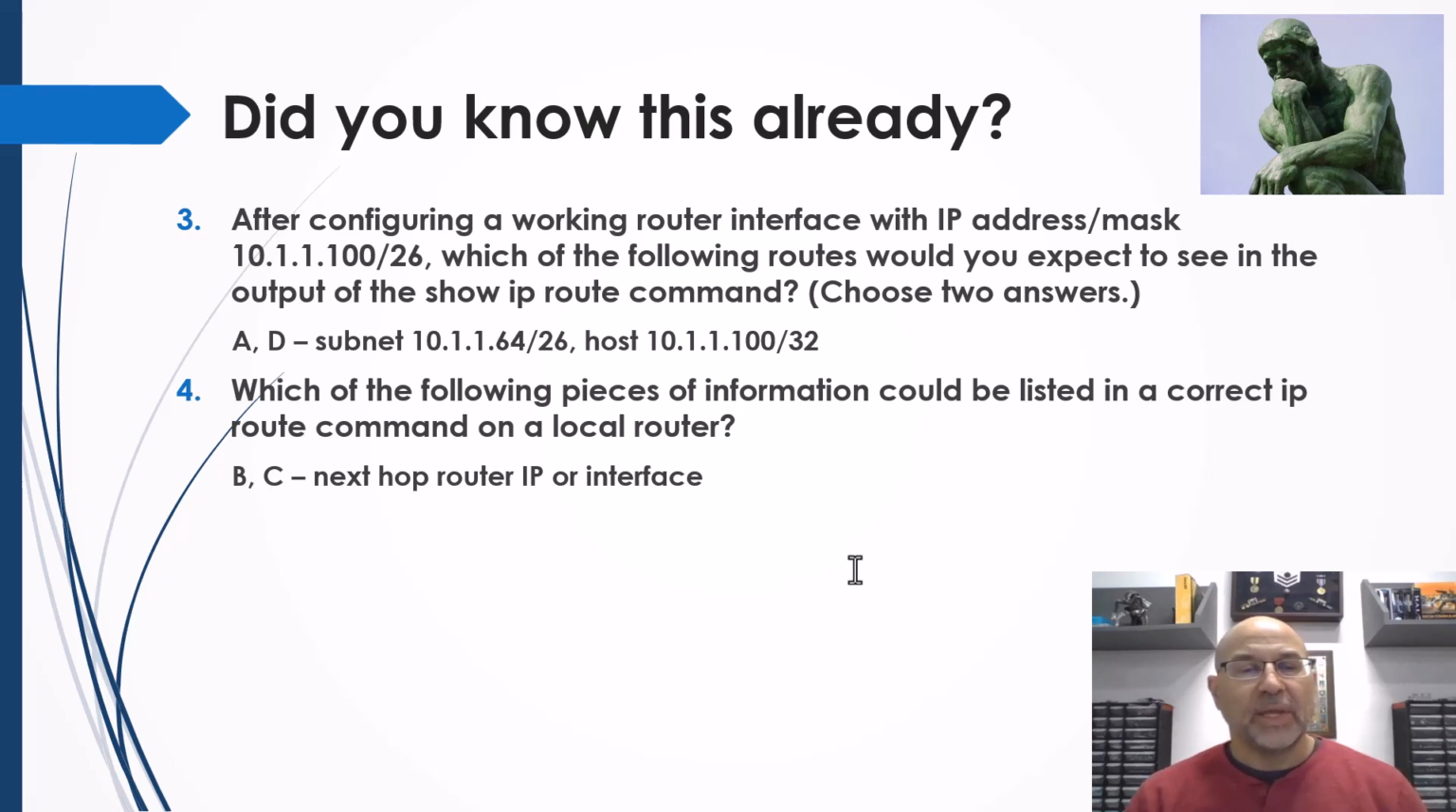So A and D. Which of the following pieces of information could be listed in a correct ip route command on a local router? Well, you know you're going to have the next hop router, right? You can have that. And then we saw that we could use that interface argument as well.